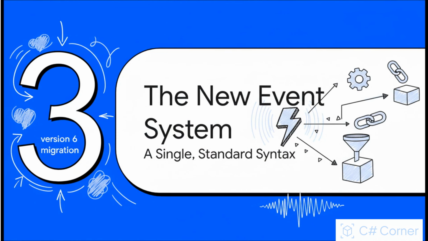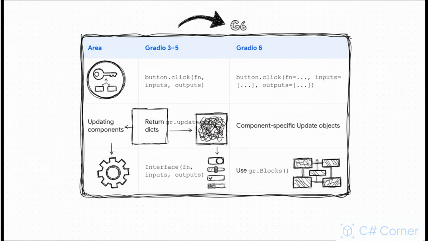Okay, so how does it actually do that? Well, it all starts with the event system. And you'll want to pay close attention here because this is probably one of the biggest changes you'll need to get your head around for the migration. This table just lays it all out so perfectly. You can literally see the philosophy shift. Look at the event syntax. We're moving from just throwing arguments in there to using explicit keywords. Those generic gr.update dictionaries, gone, replaced by specific update objects for each component. And the simple Interface is making way for the much more powerful and consistent Blocks. It is all about one thing: standardization.